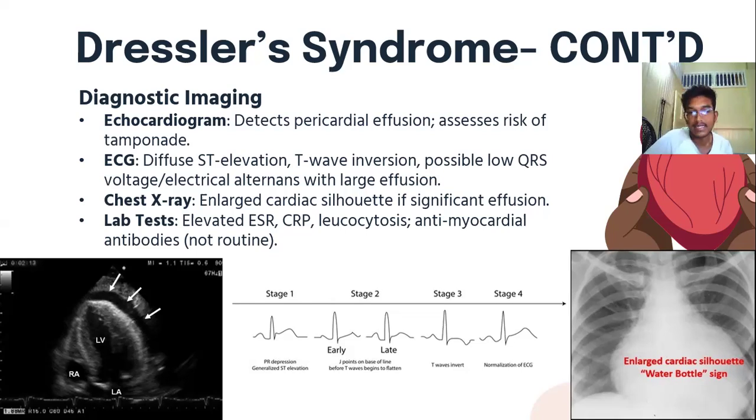diagnostic is the lab tests, and if they find elevated ESR levels, remember ESR is a measurement for erythrocyte sedimentation rate, and also test for CRP levels, which are elevated. Look for elevation, so it's elevated C-reactive protein. They also check for leukocytosis, which are all indicative of systemic inflammation. Antimyocardial antibodies may be detected, although they are not routinely tested for in clinical practice.